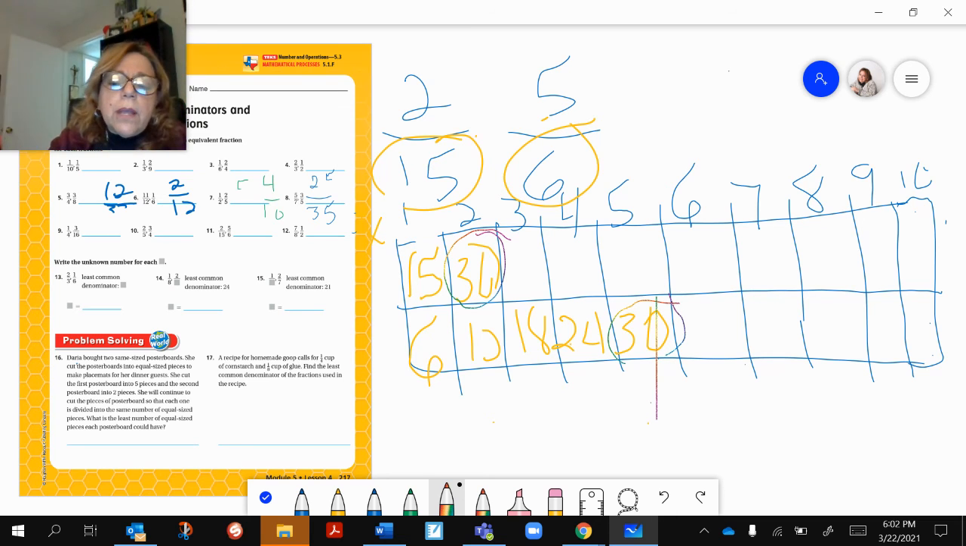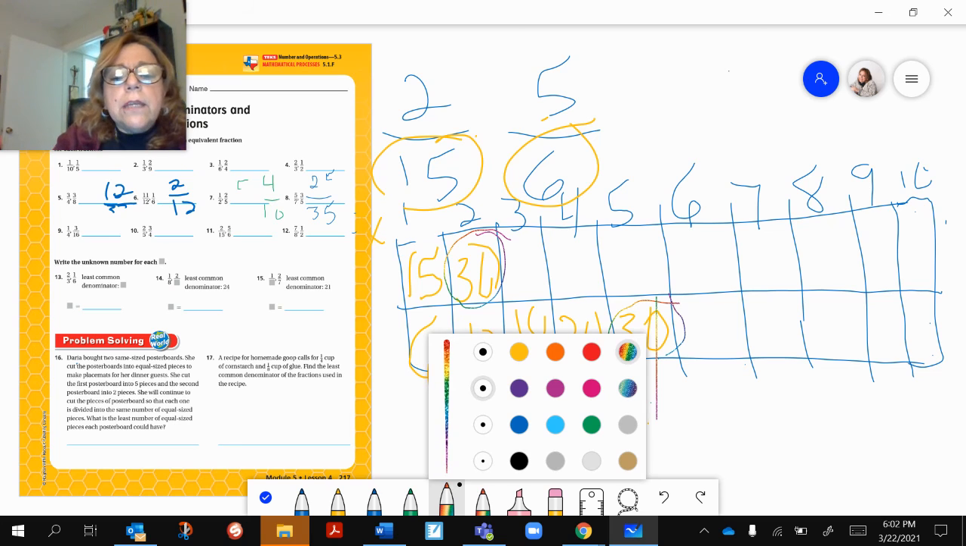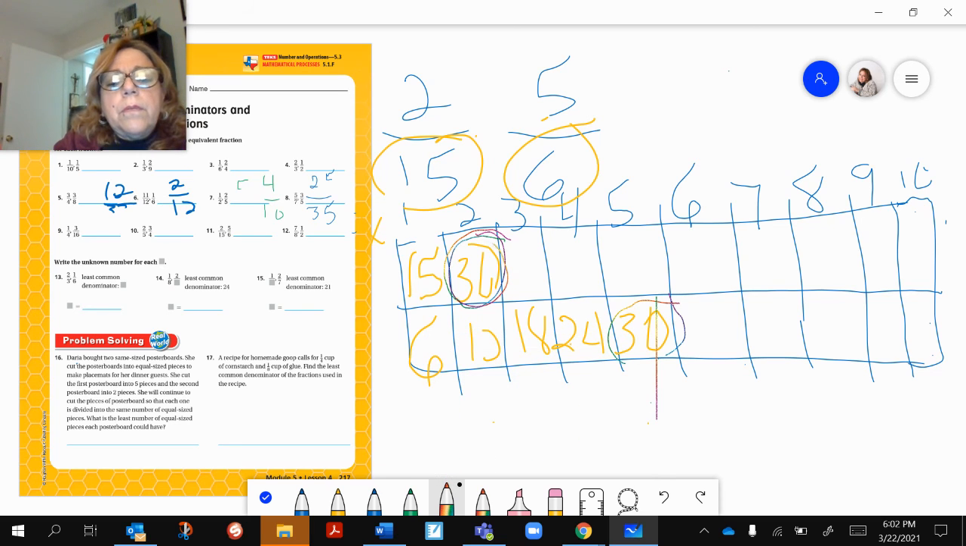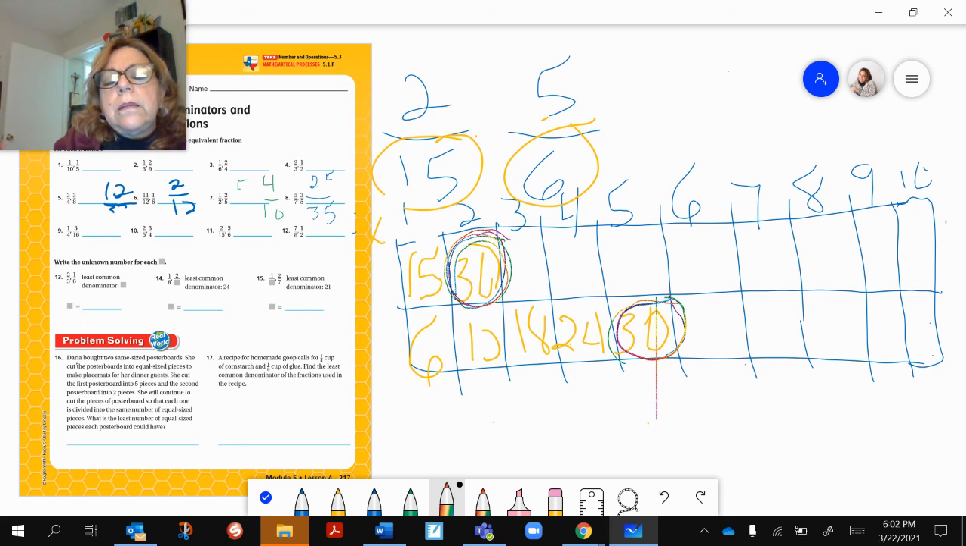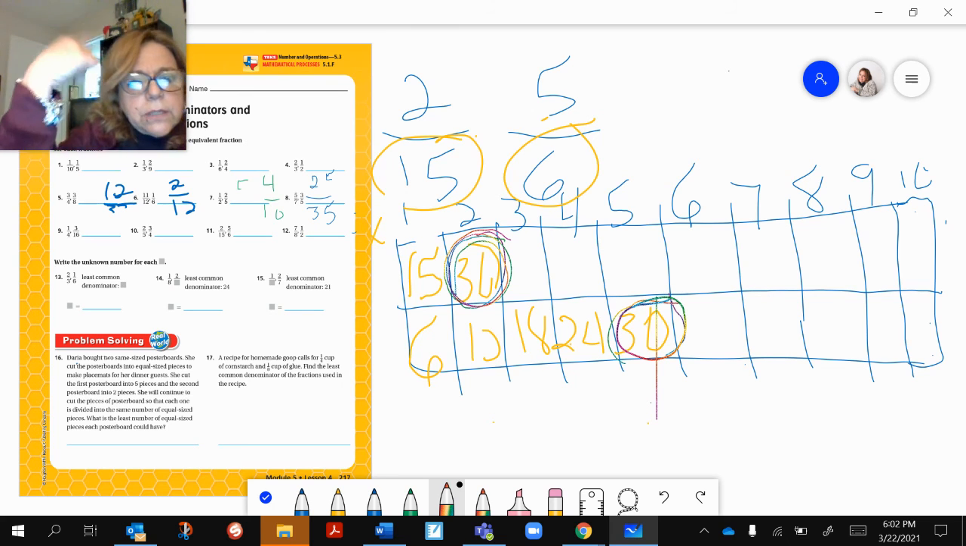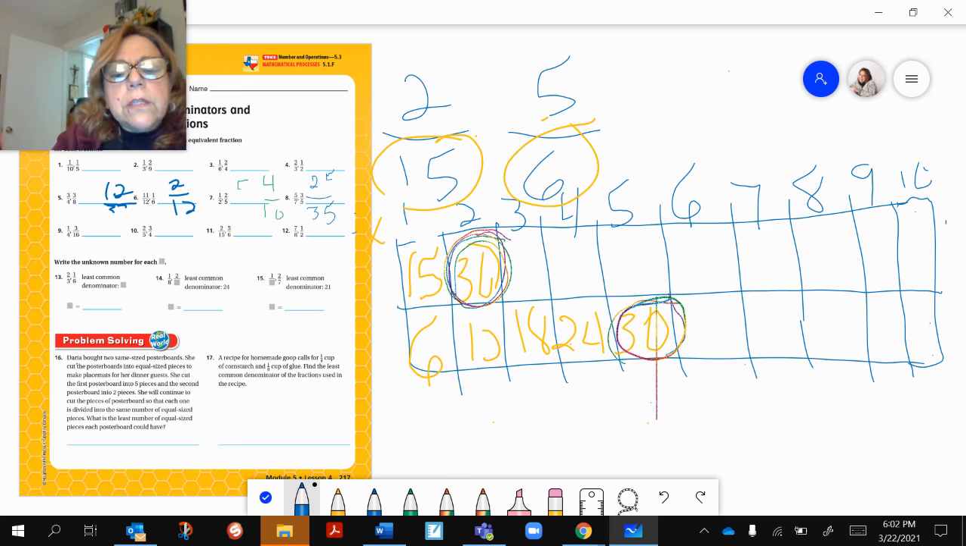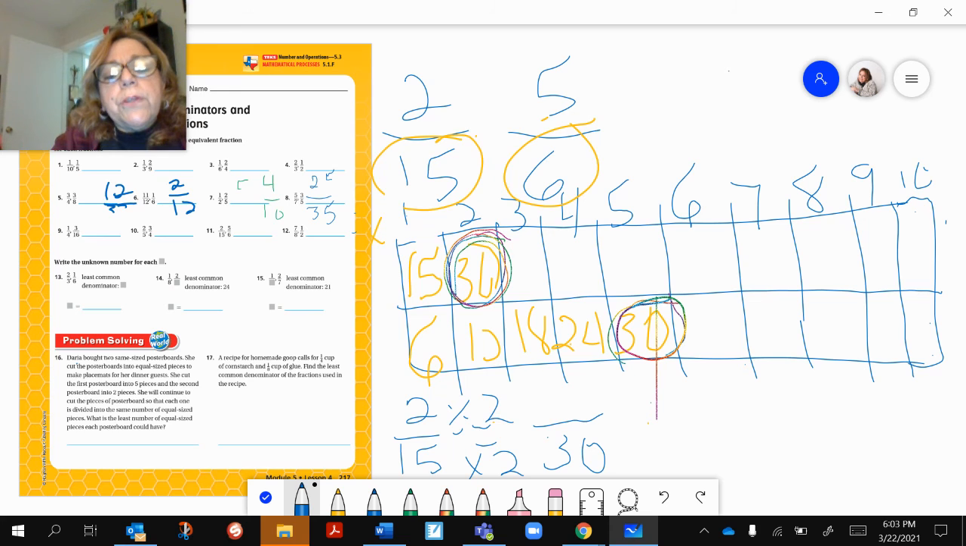So you may not see it right away. You might not. So when you're working at this, your brain is still thinking forward. So 2/15, my common denominator is 30. I got from 15 to 30 by multiplying that by 2. Now I'm going to do the same thing to my numerators. 2 times 2 equals 4. So 2/15 is equal to 4/30.